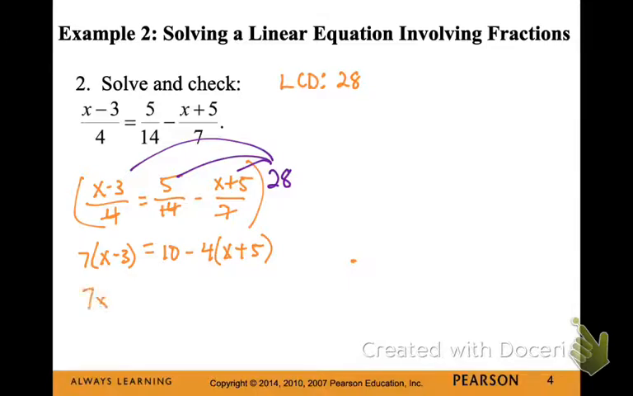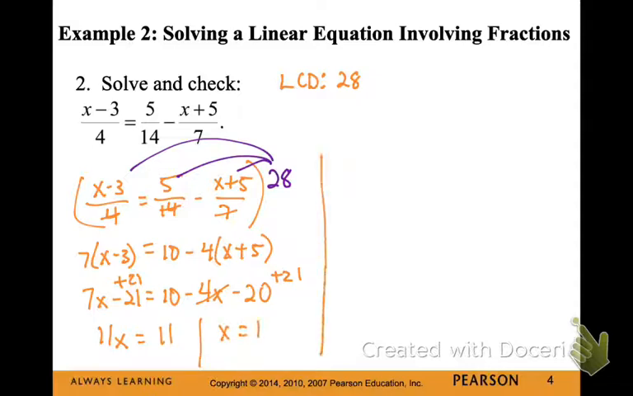Now this is just a simple linear equation, so we'll just get those x's out of the parentheses, and then put variables on one side and numbers on the other. So 11x will equal, when we add our 21 to both sides, 11, so x equals 1. Now let's check this solution. We're going to plug in 1 for x in all places where it occurs in our given equation.